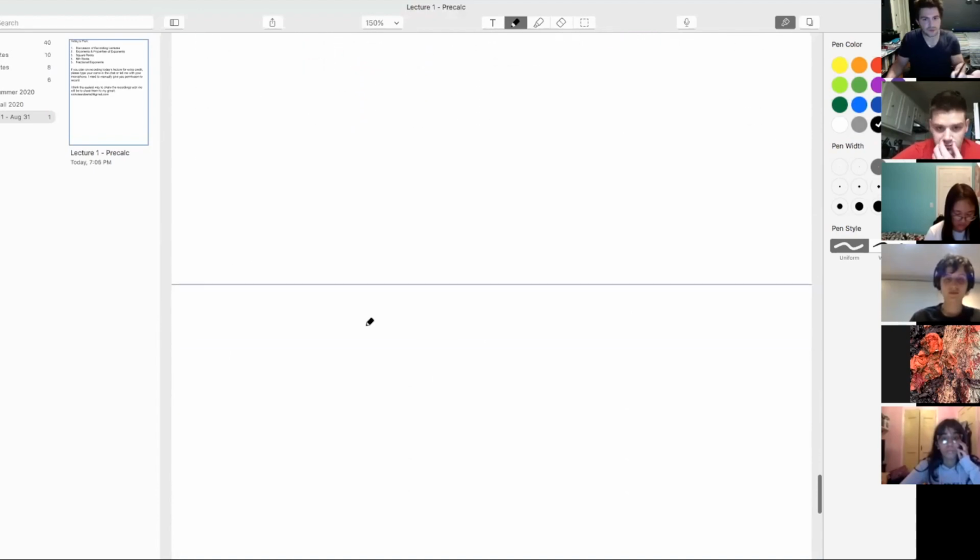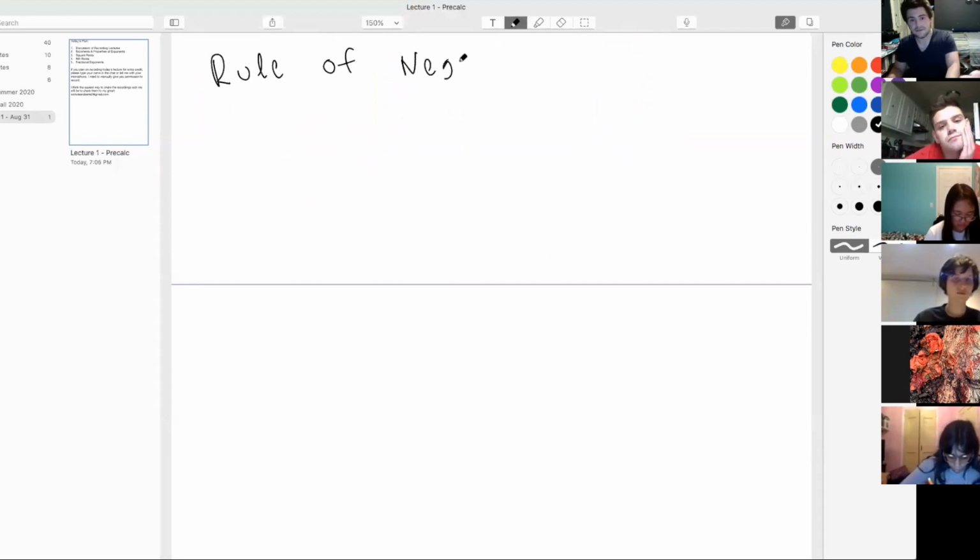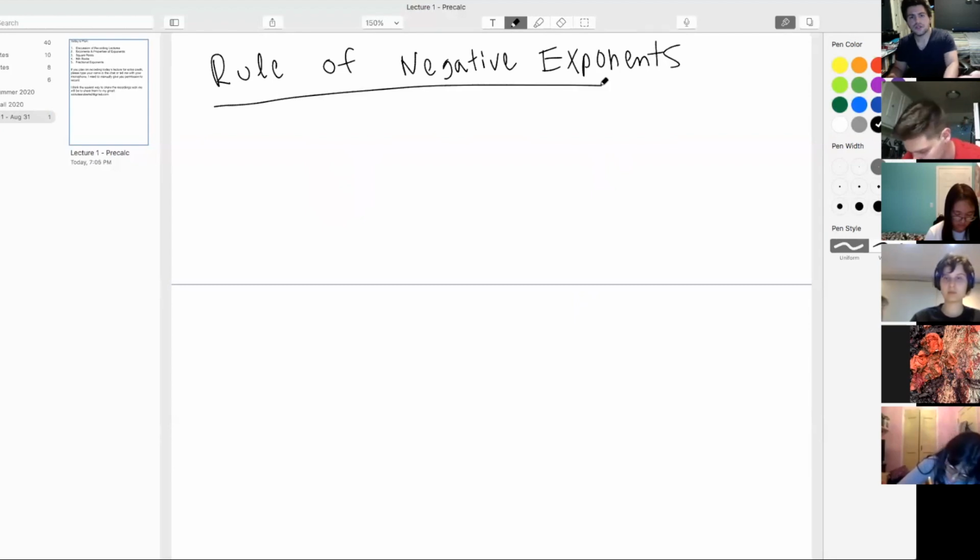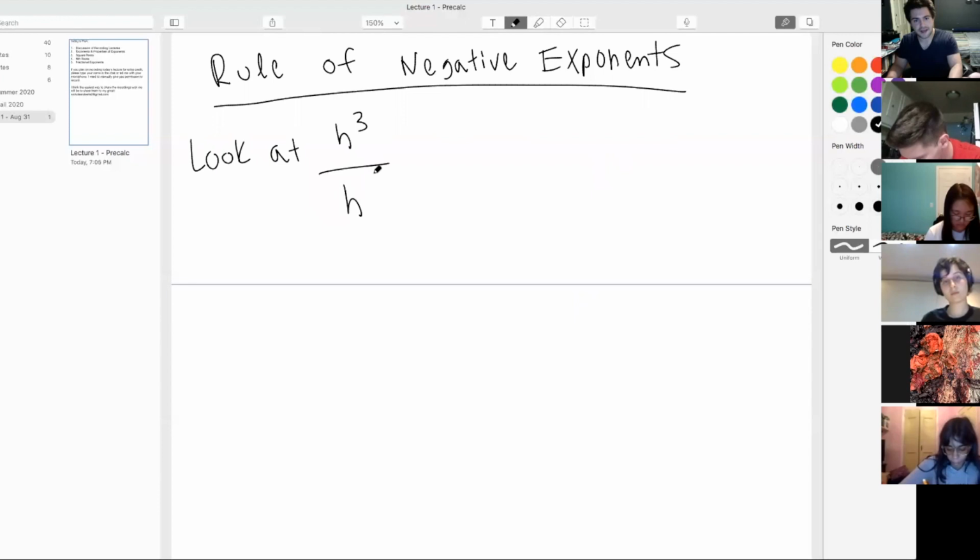Next rule, so this is cool. How about negative exponents? So far our exponents have been 0 and positive. How about negative exponents? Let's look at that. Rule of negative exponents. Alrighty, so I'm going to motivate this again. So how about this guy? Let's look at h to the 3rd divided by h to the 5th.